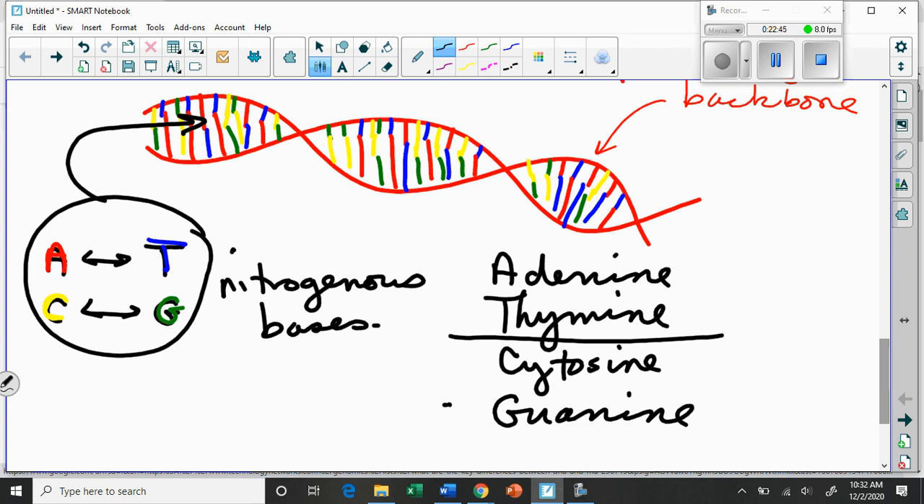That's why we draw it in this weird shape. We don't draw it as a straight ladder. It's a ladder that has like a wiggly twist in it. And that's what this was supposed to look like, a twisted up ladder. Okay?